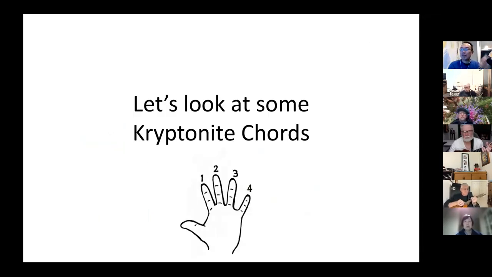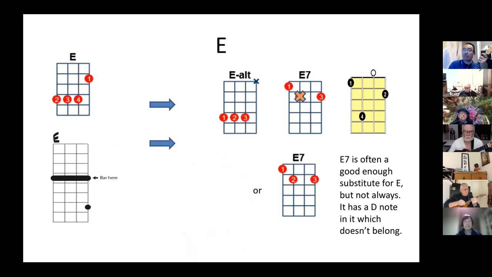Now let's take a look at some Kryptonite chords. By the way, just as a reminder, these are the numberings. Number 1 means index finger. Number 2 is middle. Number 3 is ring. Number 4 is pinky. All right, E. The normal E is this one. It's quite hard to play. You have to squeeze your fingers in, or you use a bar E like this. Index finger and then right there.